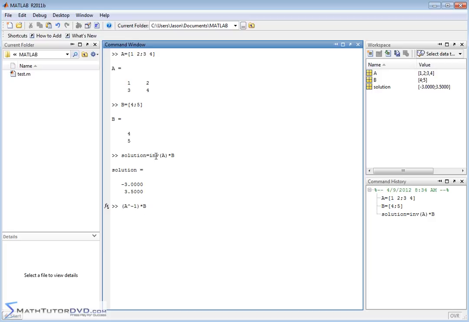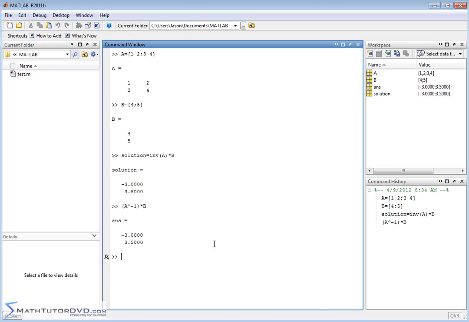You can send the matrix to the function that calculates its inverse, or you could just take the matrix and raise it to the -1 power, which is going to cause MATLAB to do exactly the same thing, and we get the same answer back in both cases. So whichever one you do is really up to you.